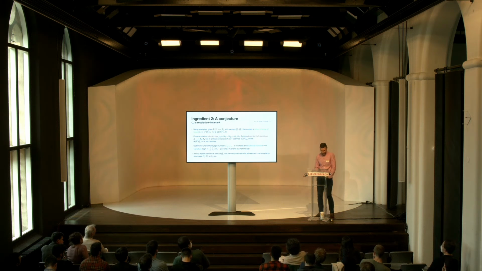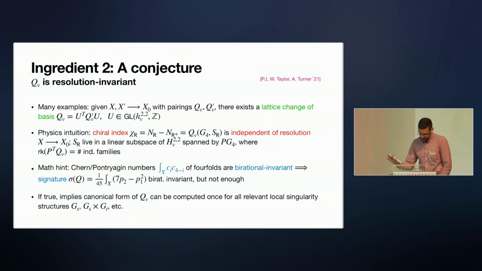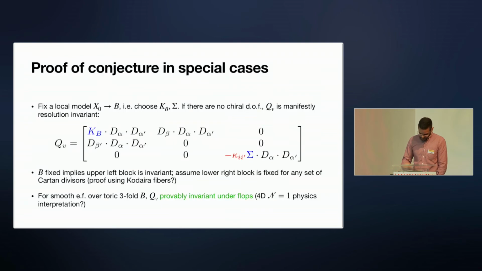Anyway, what's important about this is that if it's true, it implies that the canonical form of this pairing can be computed once for all relevant local singularity types, and then you can just be finished and have an expression that applies once and for all for any choice of local singularity structure that defines a local F-theory model. And this can be proven actually in some special cases, but again, not in full generality. I can come back to this point maybe at the end if there's time.